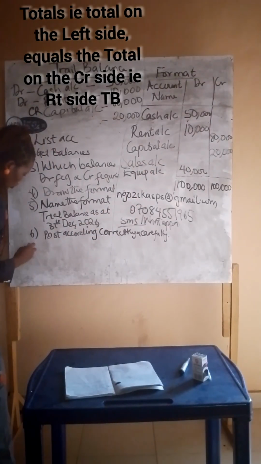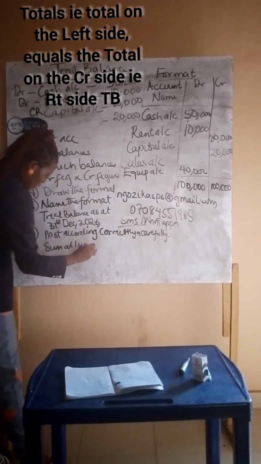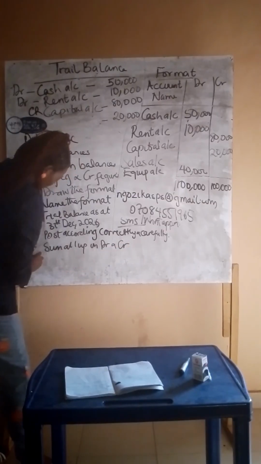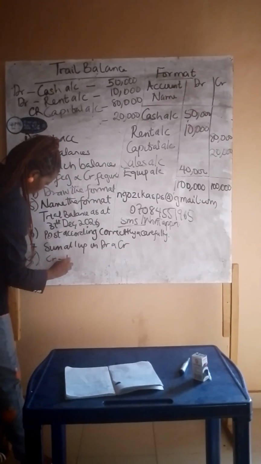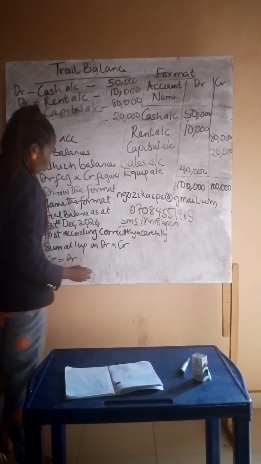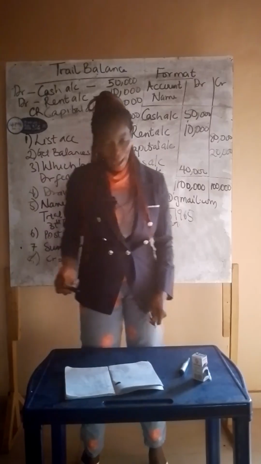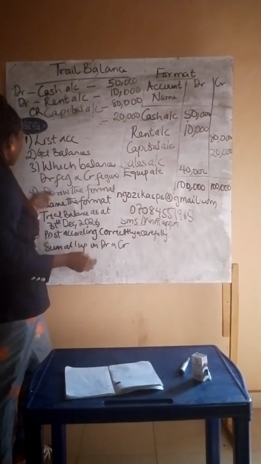Once you're done, you now sum all up on the debit side and on the credit side. And lastly, the two should be equal. If it's not equal, then you ask questions. You find out why. What is the reason? So this is like a guide to guide us in preparing our trial balance.